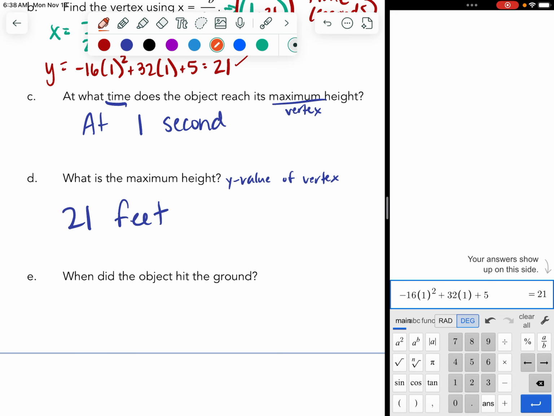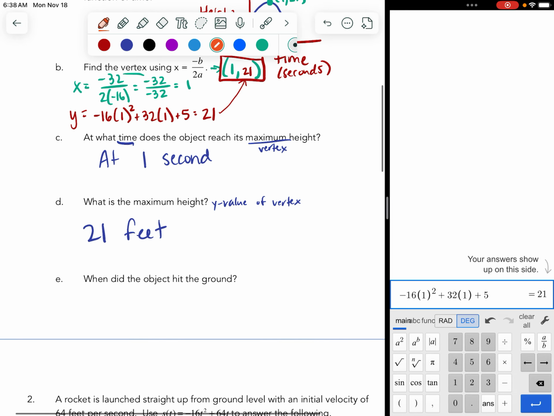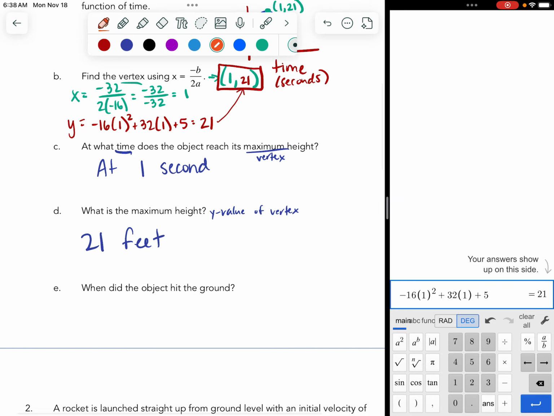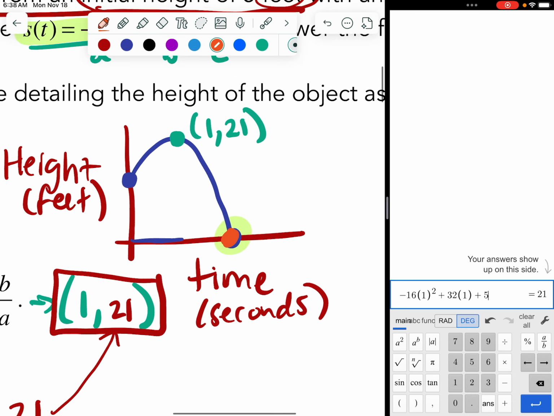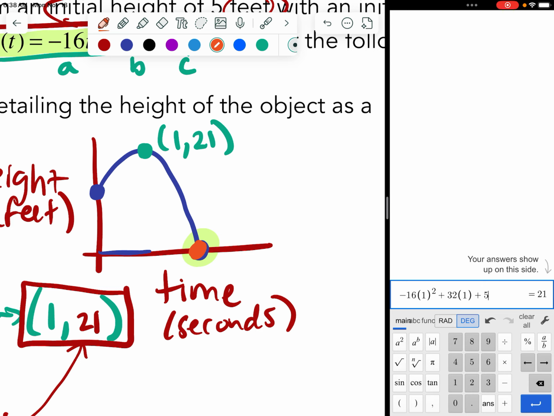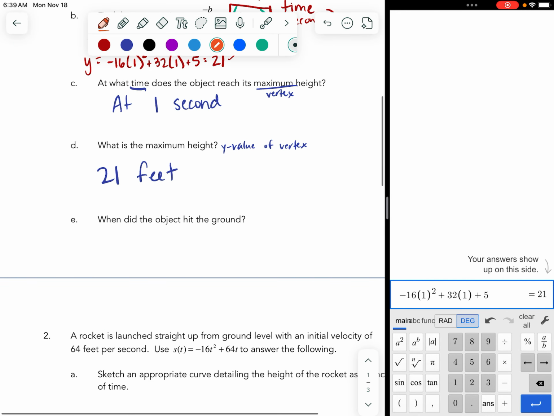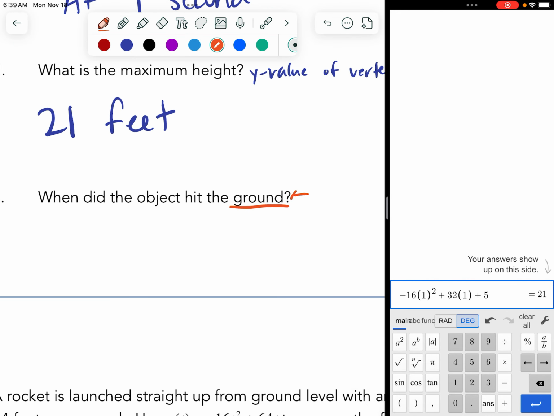The last part here is the part where, if you're on paper, we're going to need to squeeze some room in here. So when did the object hit the ground? So thinking about your picture, right here would be where the object hit the ground. So I want you to think about what that's called on a graph. If it's touching the x-axis, then that's an x-intercept. Okay, so that's what this is asking for. When did it hit the ground? We're looking for the x-intercept.